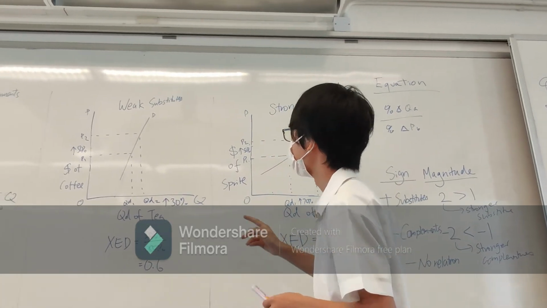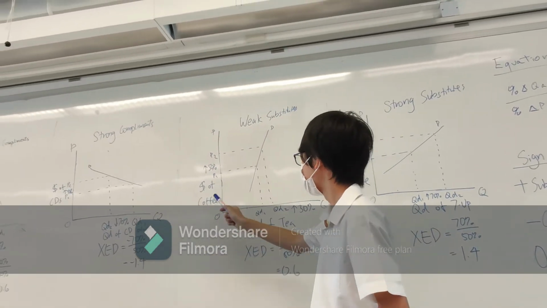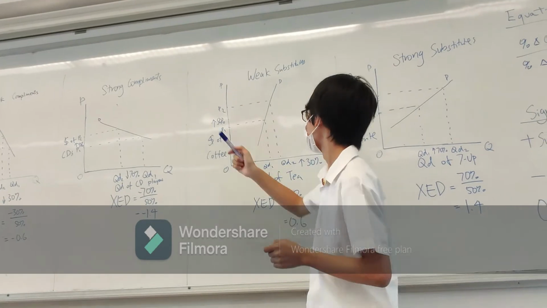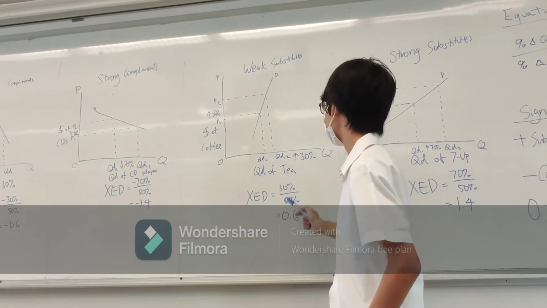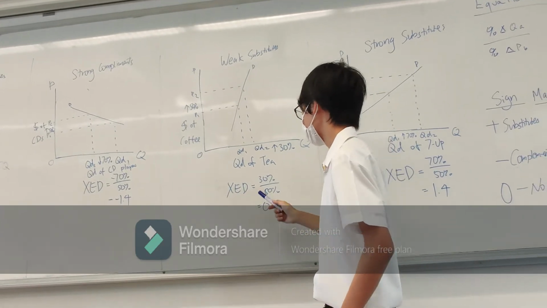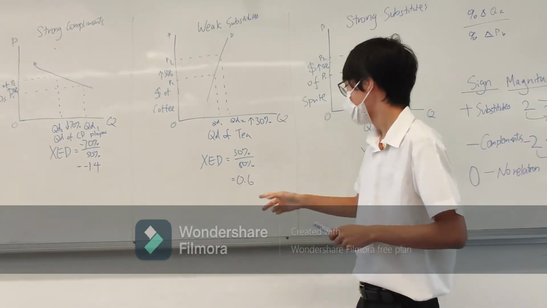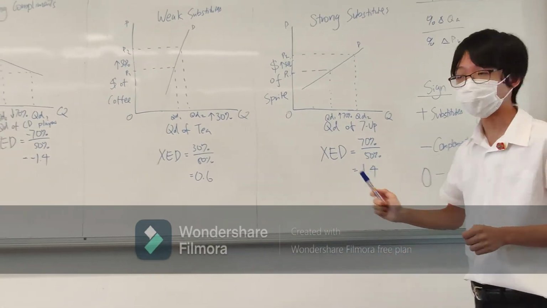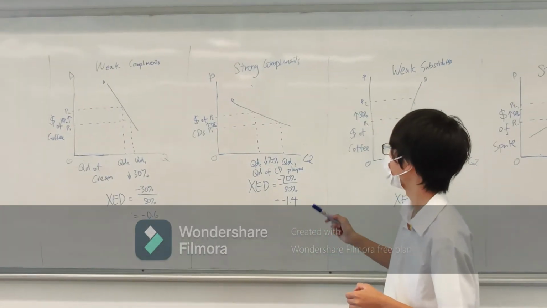In converse, let's look at weak substitutes, using the example of coffee and tea. When the price of coffee increases by 50%, the quantity demanded of tea only increases by 30%, because not all people who like coffee might like tea. So the XED is 30% over 50%, which is 0.6, which you can see is a lot smaller than that of the strong substitutes.